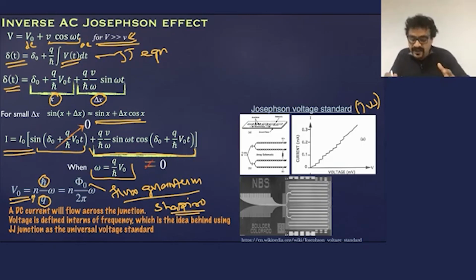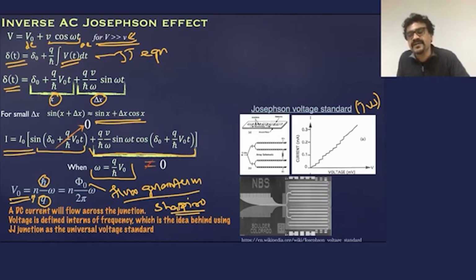The device which is used as a voltage standard consists of an array of these junctions, which is shown here, and there is a microwave source which is used as an AC or radiation source. What you would do is vary the voltage and measure the current. Whenever this is satisfied, you will get a step in the current. That is the idea.